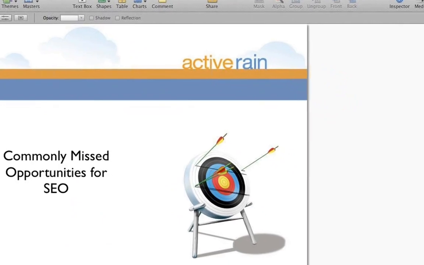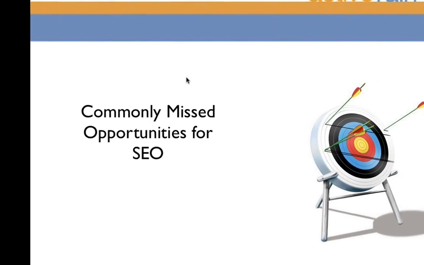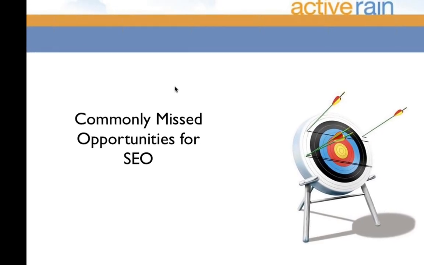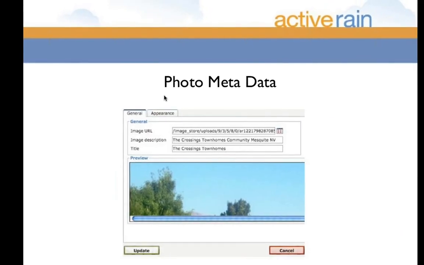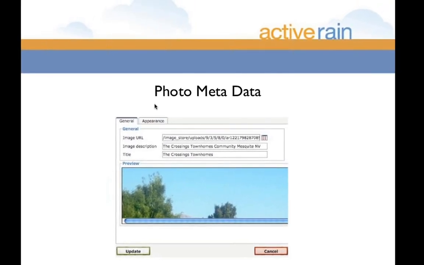So let's talk about a couple of other commonly missed search engine optimization opportunities, or some additional things that we might want to get into our posts to reinforce those first 4 fundamentals. Photo metadata. That sounds like a ridiculously technical term. It's not. We're just talking about the image description that you give the pictures that you upload. Whenever you upload a photo on ActiveRain, you have the chance to give it an image description and a title. The image description becomes what the search engines identify that as being a picture of.